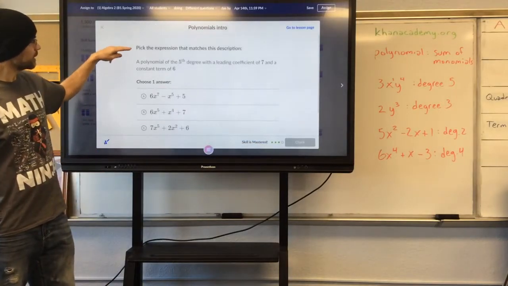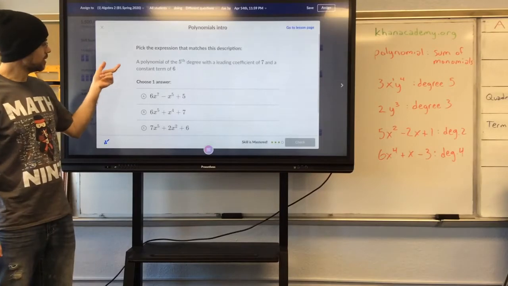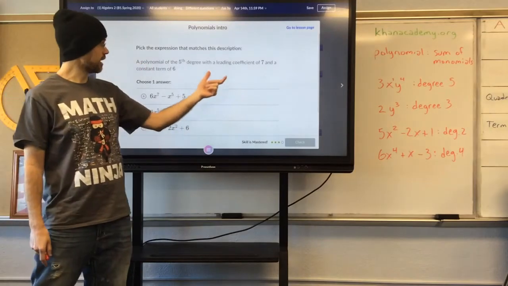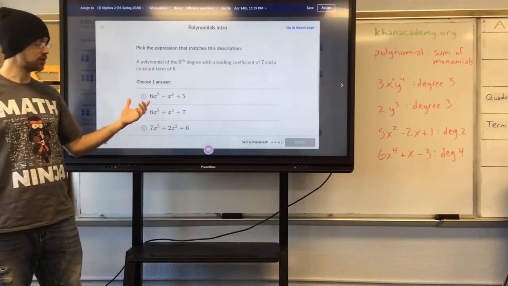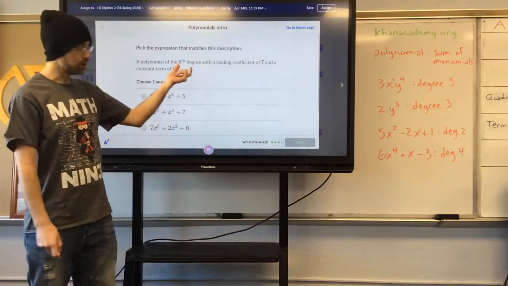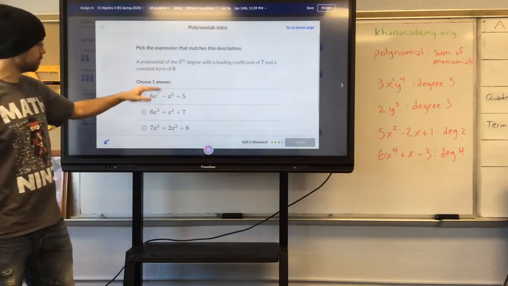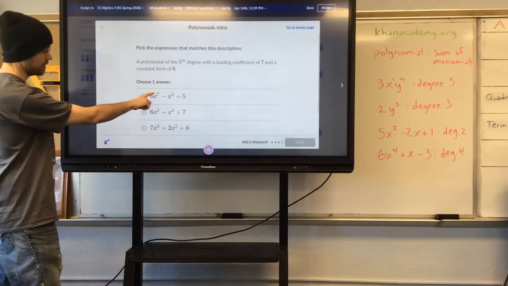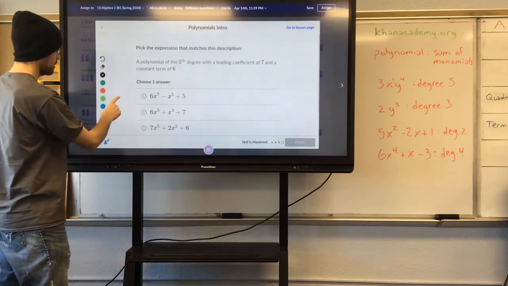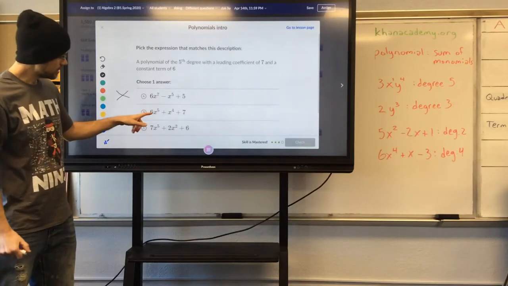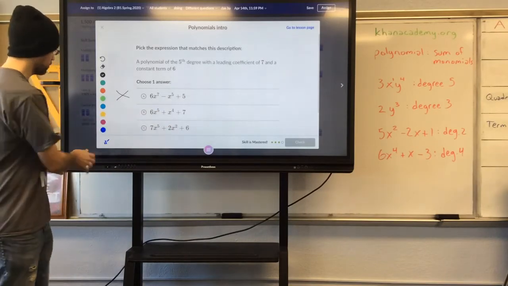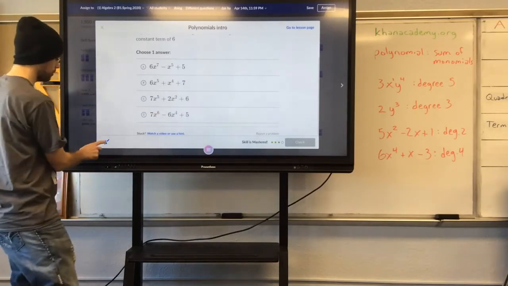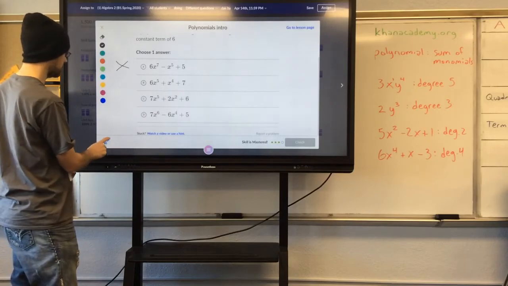Next question, pick the expression that matches this description. A polynomial of the 5th degree with a leading coefficient of 7 and a constant term of 6. Okay, so there's a couple new terms in here. Degree we just talked about, so we're going to look for a 5th degree polynomial. We can look through here and we see this one has 7 for the highest exponent, so A is not correct because that's a 7th degree polynomial. This is a 5th degree polynomial. This is a 5th degree polynomial. And the last one is a 6th degree polynomial. So that's not okay. We won't pick D.